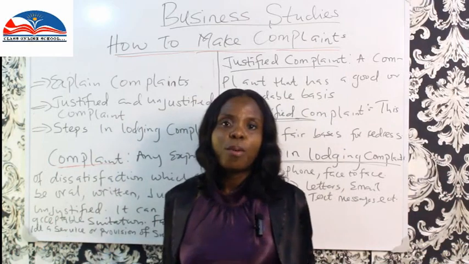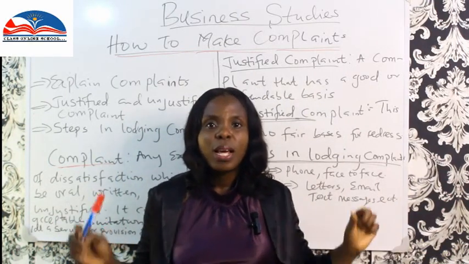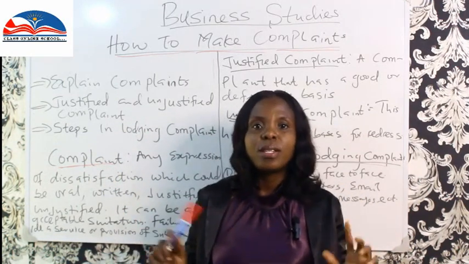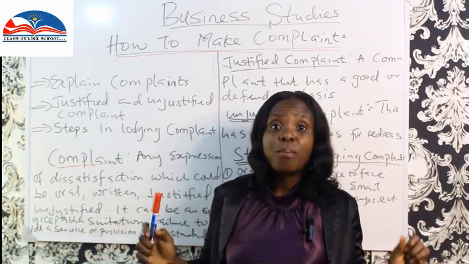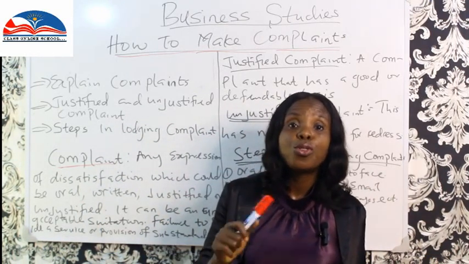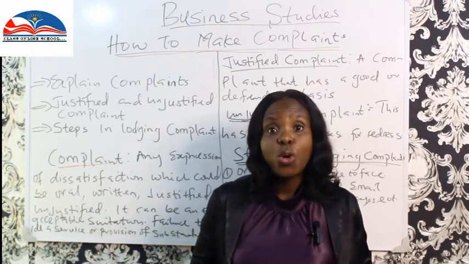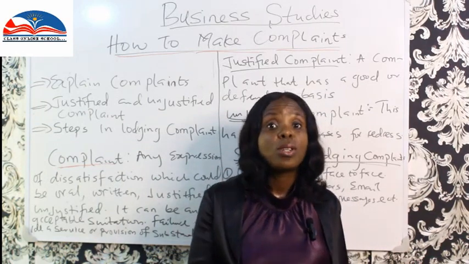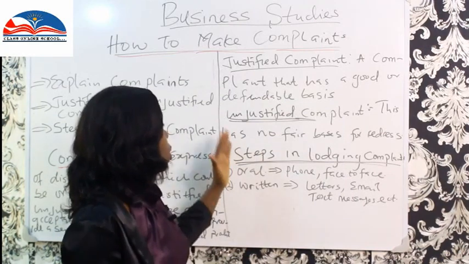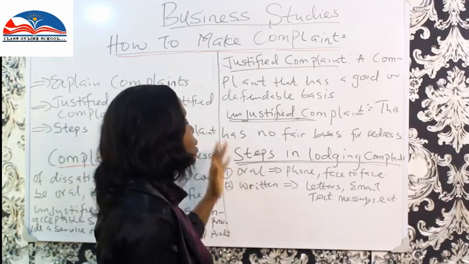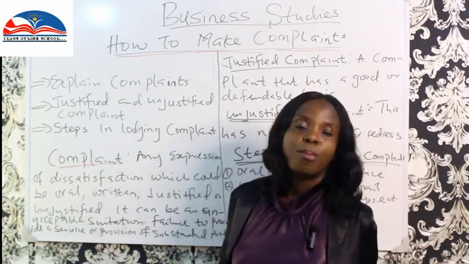A justifiable complaint is one that is acceptable because the products or the services did not meet specification. Unjustifiable, every time the specification is met, but on your own ground, you refuse to follow process as it is stated. And so you become a problem in unjustifiable complaint. All right, so that is for objective number 2, justified and unjustified complaints.